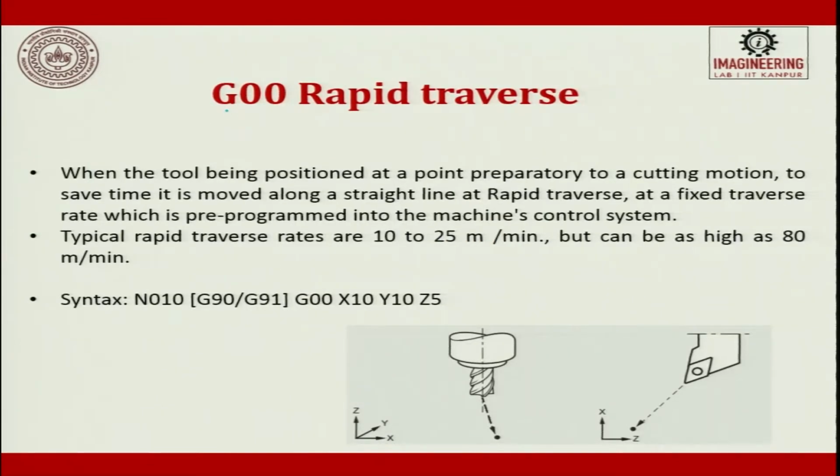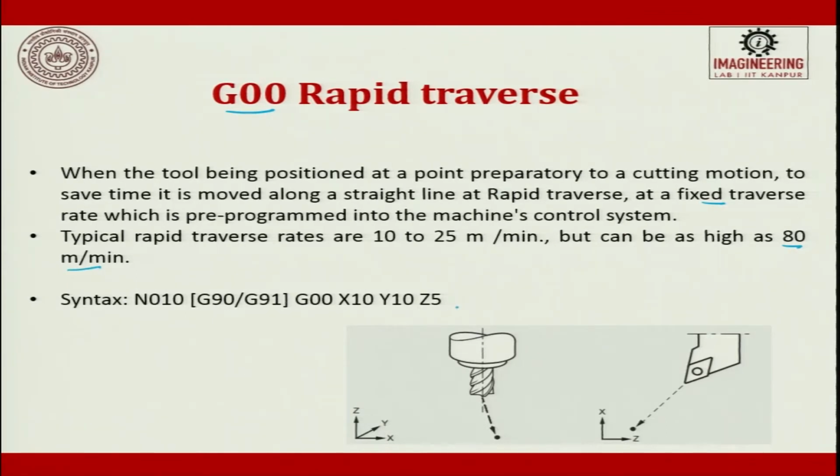Now, whatever we have studied in rapid traverse, let us have a pictorial representation and understand. When the tool is being positioned at a point preparatory to a cutting motion, to save time it is moved along a straight line at rapid traverse, at a fixed traverse rate which is pre-programmed into the machine's control system. Fixed traverse is the highest feed rate. Typical feed rates are 10 to 20 meters per minute, but can be as high as 80 meters per minute.